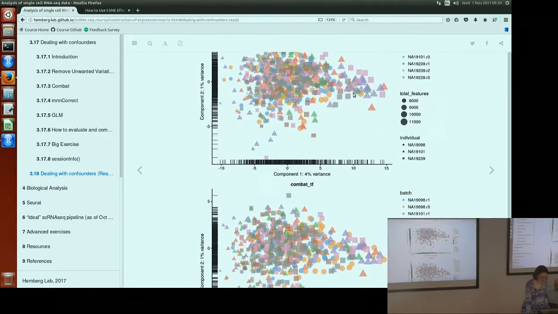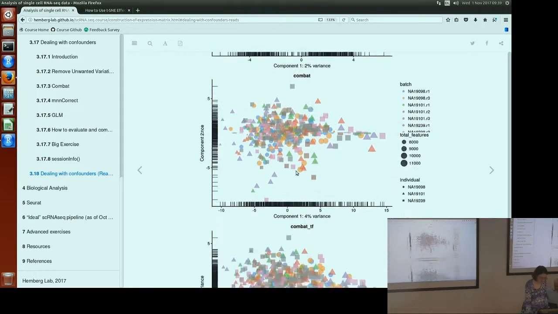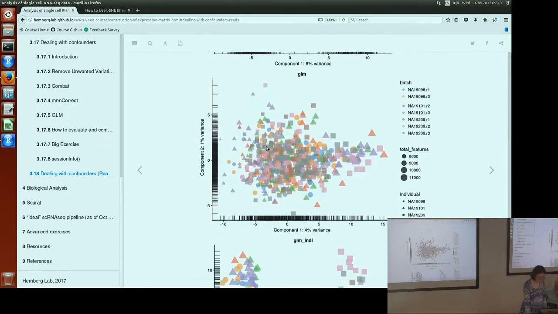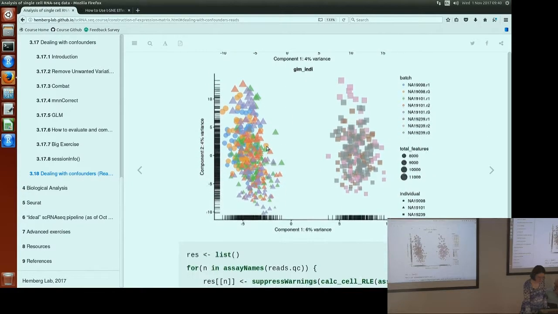ComBat still gets rid of all the variability, so you just get one big cloud. MNN in this case actually sort of separates the different individuals, but you can still see that there are batch effects here. So the pink squares are definitely in a different position than these brown squares. And you still see that for the other individuals as well. But it has at least preserved the biological signal, and the GLM has not. But performing the GLM on the individuals still keeps the one individual separate, but these two individuals do not separate from each other.